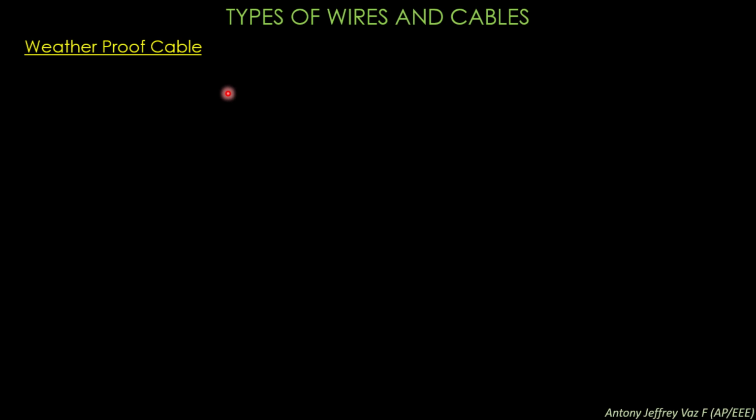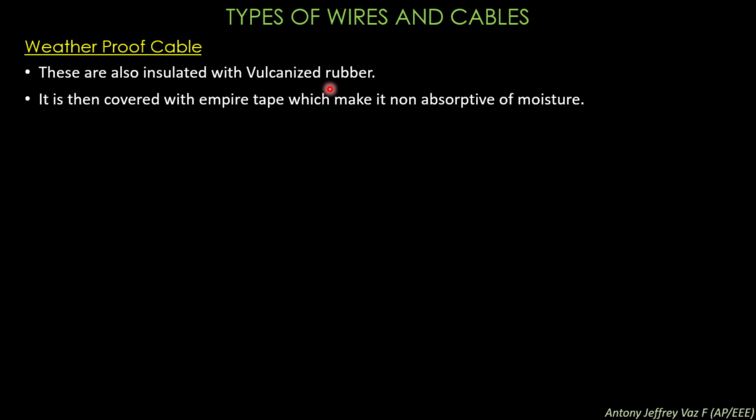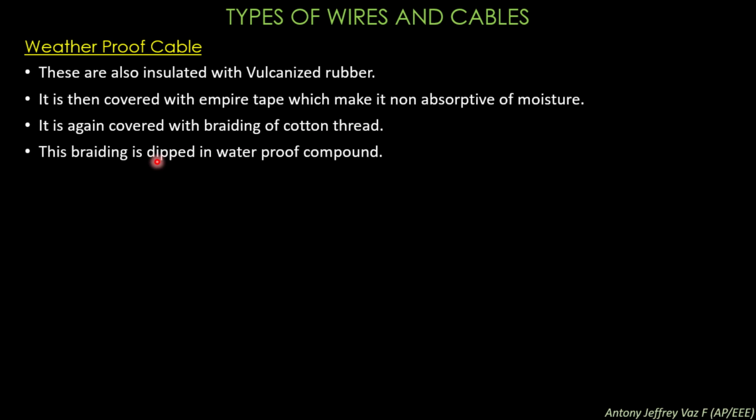The next type of cable is weatherproof cable. These are also insulated, vulcanized rubber based cables. It is then covered with empire tape which makes it non-absorptive of moisture. It is again covered with braidings of cotton thread. The braiding is dipped in waterproof compound.